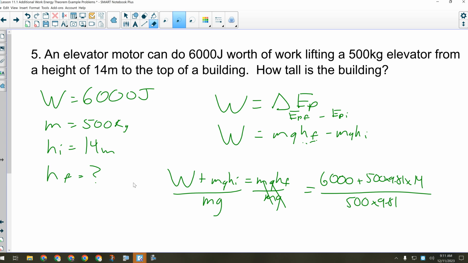15 meters. Wouldn't it be 29 meters if you started from 14? Nope, I was calculating the final height, right? I already subtracted the energy from the 14. Does that make sense? I didn't calculate the change in height. I calculated the final height.